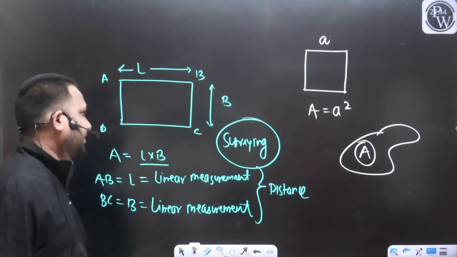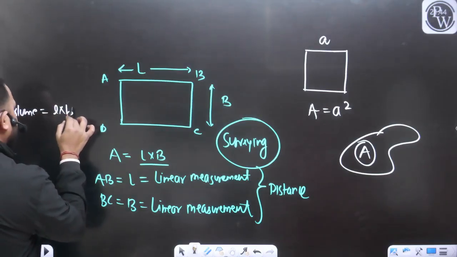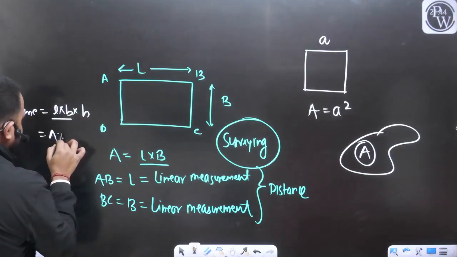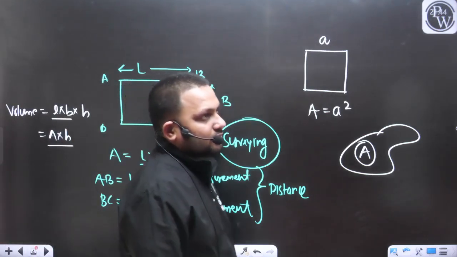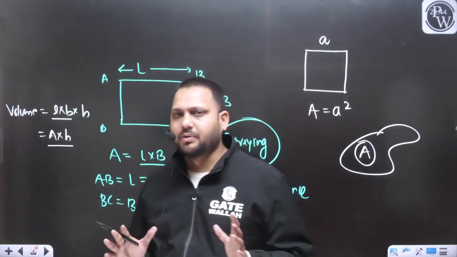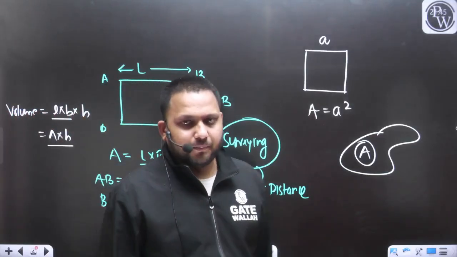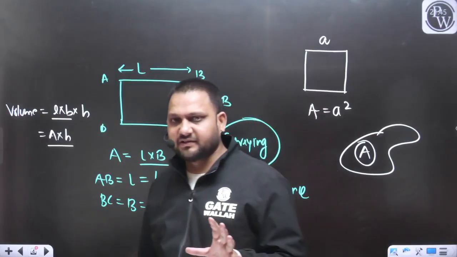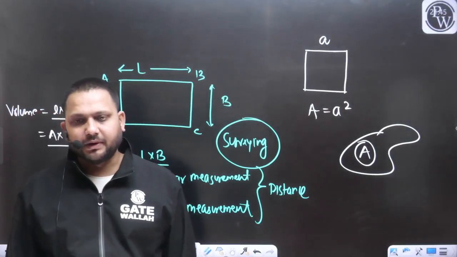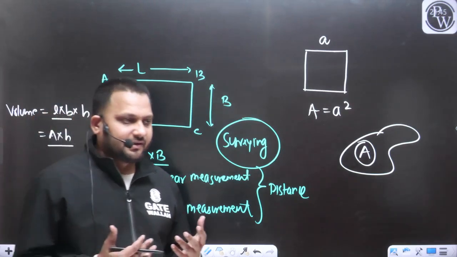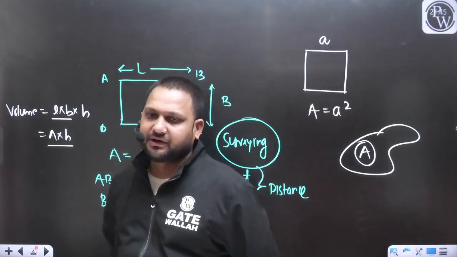Yes or no? Similarly, if I talk about the volume, I can write volume will be equal to L into B into H, or you can say area into H is going to be the volume. So for regular geometry, there is no problem to calculate the area or the volume. Problem will arise when the feature is having irregular geometry.